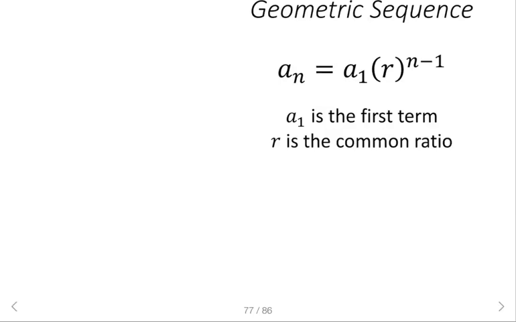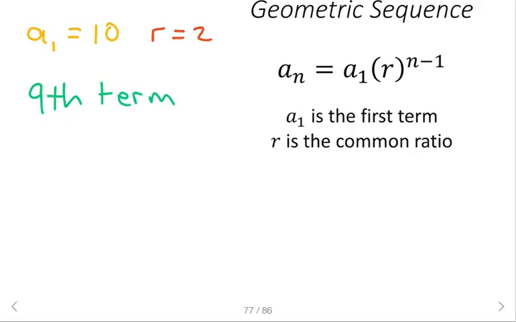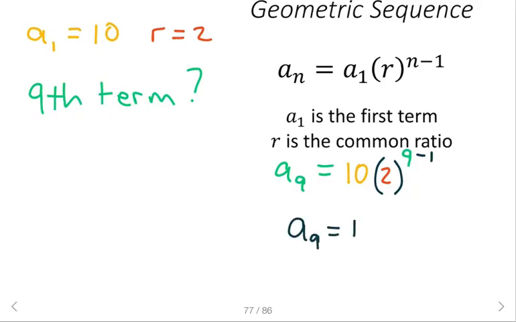Same type of thing for a geometric sequence. Let's suppose our first term of this geometric sequence is 10. Let's suppose our common ratio is 2. And let's suppose we're trying to find the 9th term. Well, we'd replace n with 9. So a sub 9 equals a sub 1, which is 10, times the common ratio, which is 2, to the n minus 1 power. We're trying to find the 9th term, so replace n with 9. So the 9th term is equal to 10 times 2 to the 8th power.